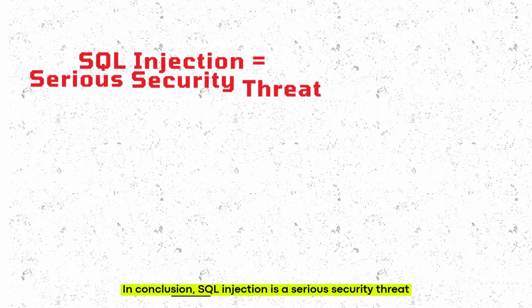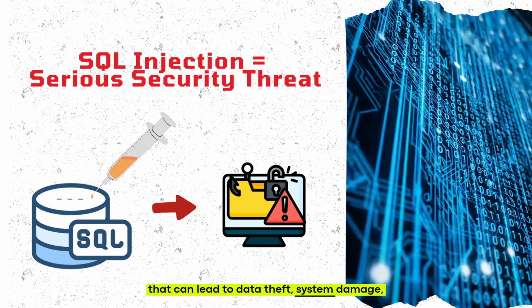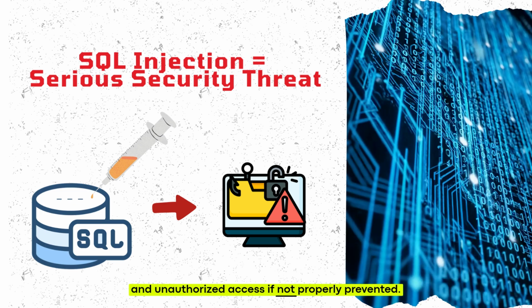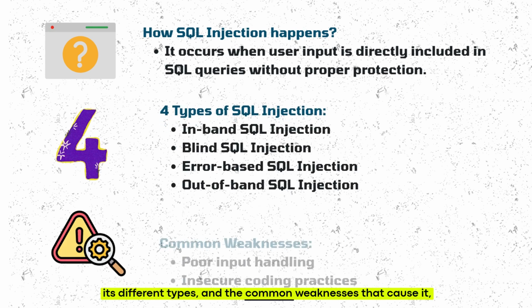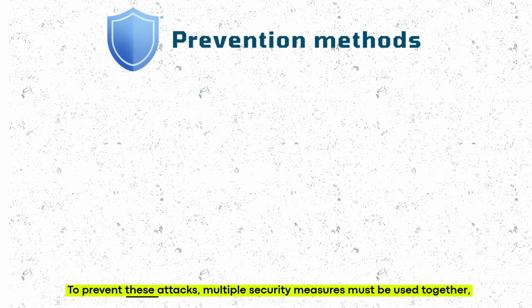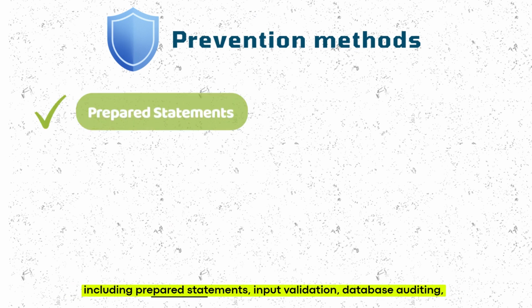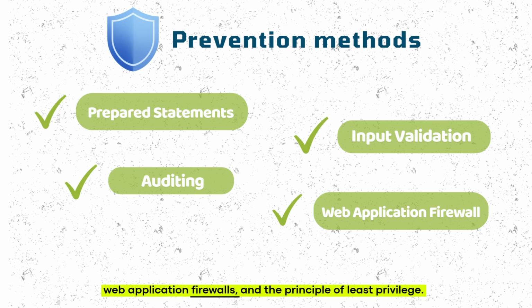In conclusion, SQL injection is a serious security threat that can lead to data theft, system damage, and unauthorized access if not properly prevented. We learned how SQL injection happens, its different types, and the common weaknesses that cause it, such as poor input handling and insecure coding. To prevent these attacks, multiple security measures must be used together, including prepared statements, input validation, database auditing, web application firewalls, and the principle of least privilege.